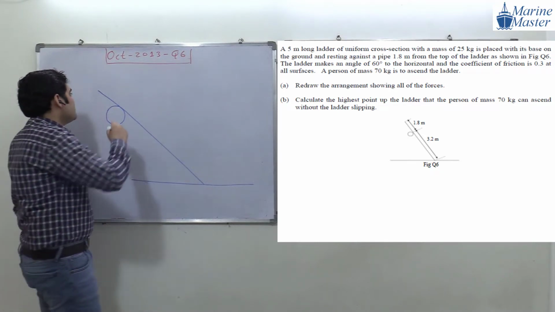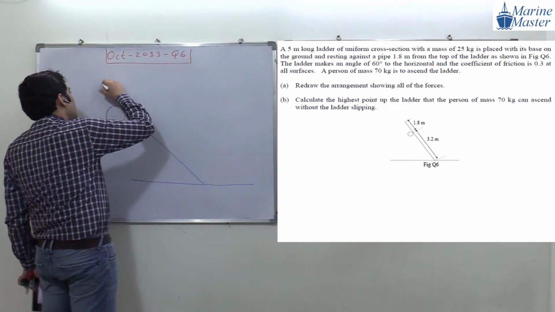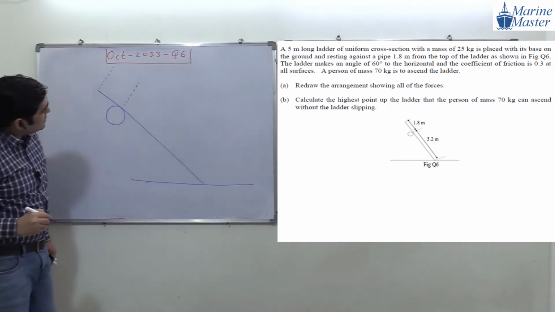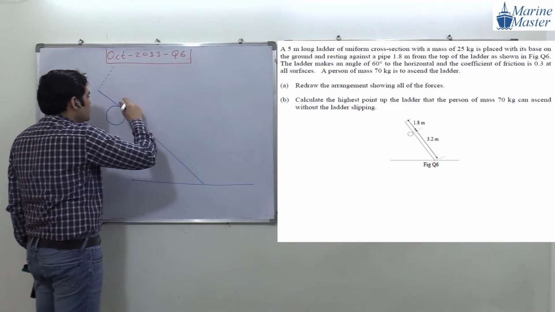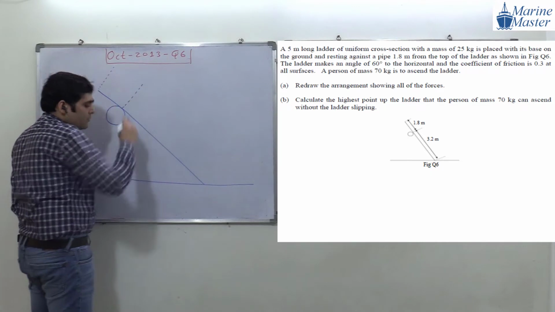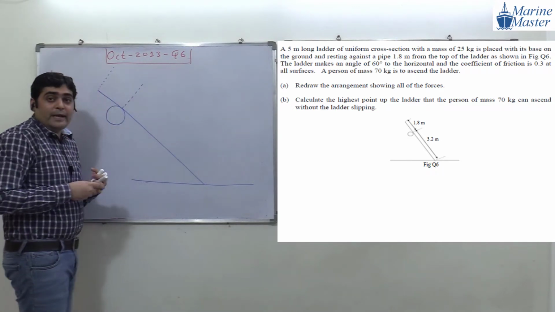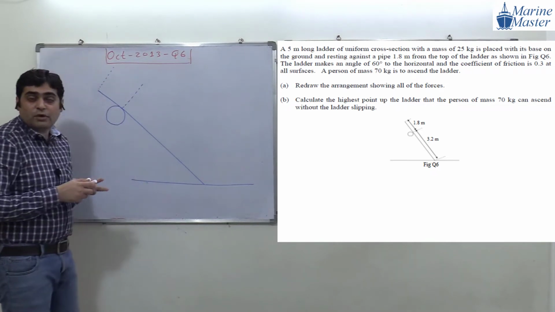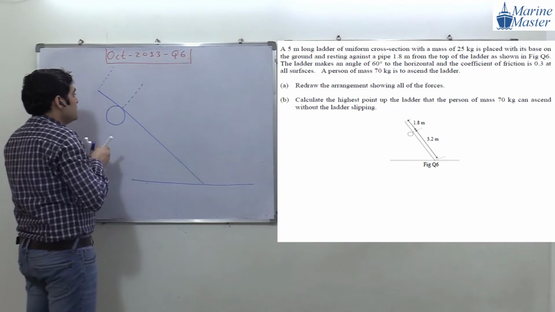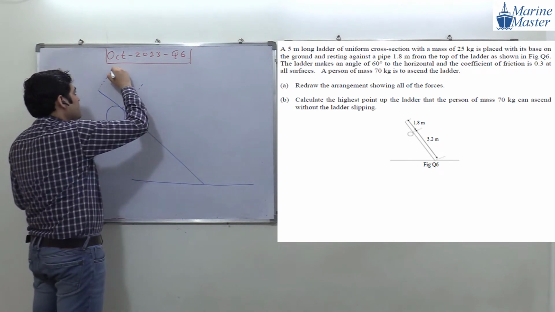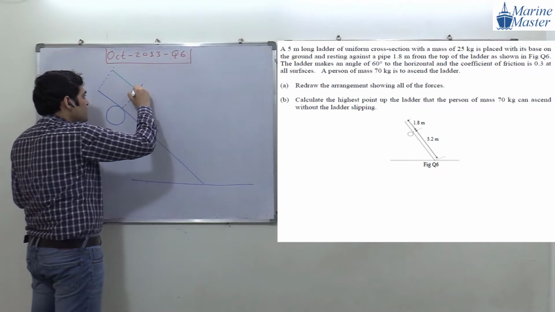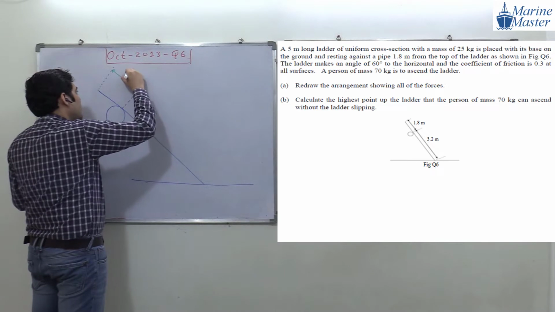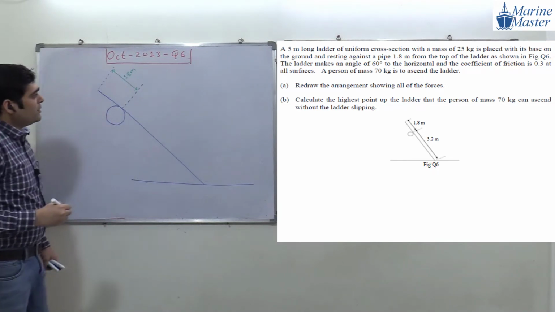From the top, from here I am going to draw one dotted perpendicular line, and from here also, dotted. See the drawing. So this distance, how much have they given us in the question? 1.8 meter from the top, where the ladder rests on the pipe. So this distance will be 1.8 meter.